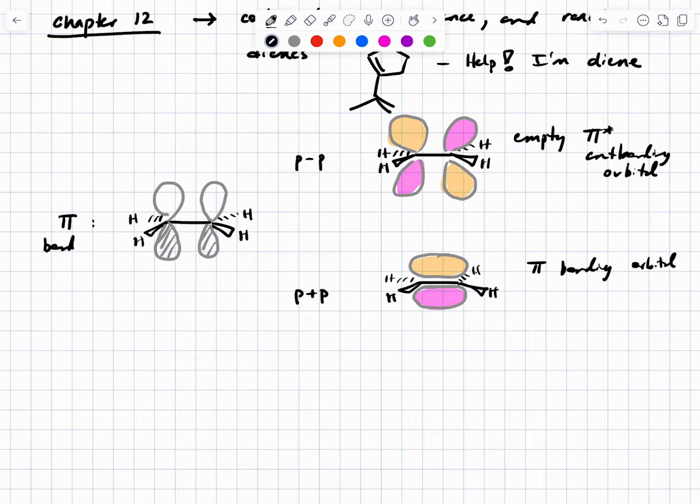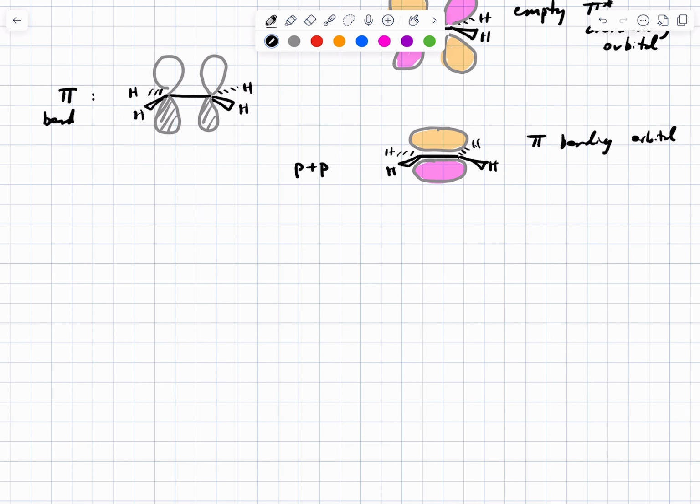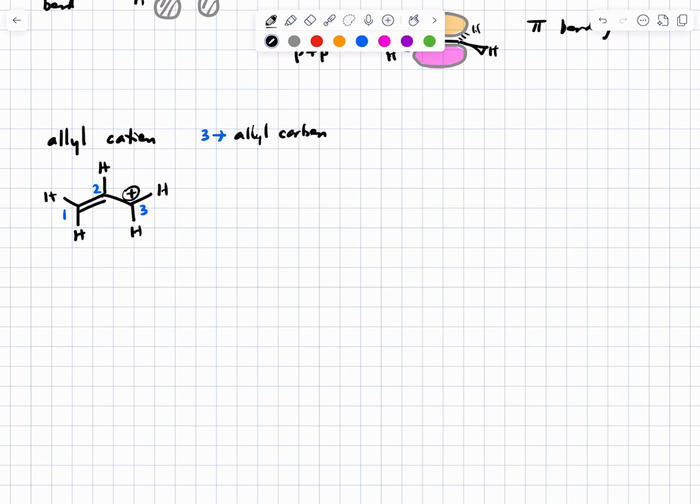Okay. So we're going to add an element of complexity here, and we're going to consider the allyl cation. What is the allyl cation? Well, I've already told you before, the word allyl is a word that we use for the carbon that is adjacent to a pi bond. So we'll call this carbon 1, 2, and 3. Carbon 3 is the allyl carbon. And there's a positive charge on it, so this is the allyl cation.